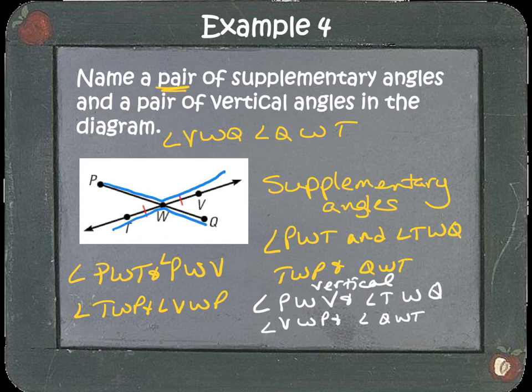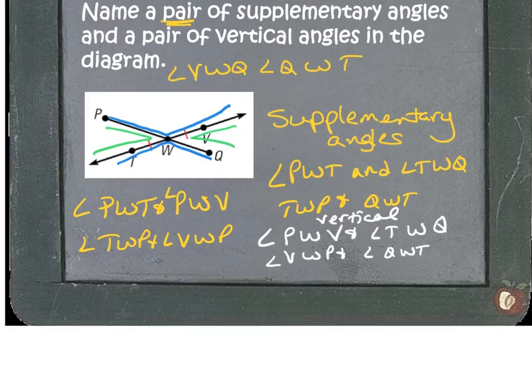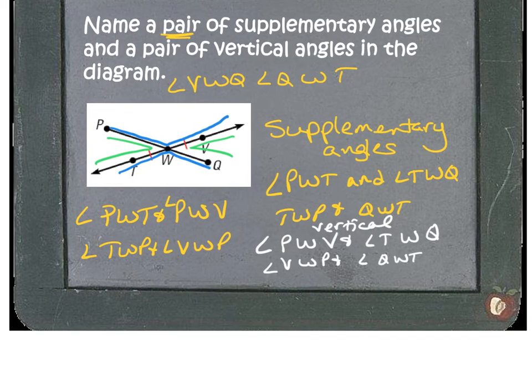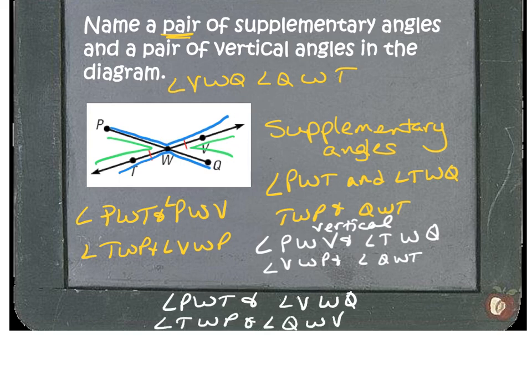And then I have another pair over here on the sides, these two. So another pair could be angle PWT along with angle VWQ, or go in reverse order, TWP, QWV. These are vertical. And we're going to be learning coming up that vertical angles are congruent. And we will use vertical angles a lot throughout the school year.